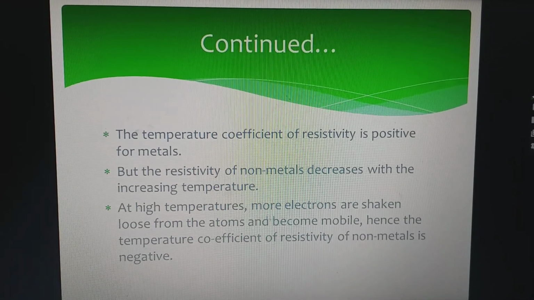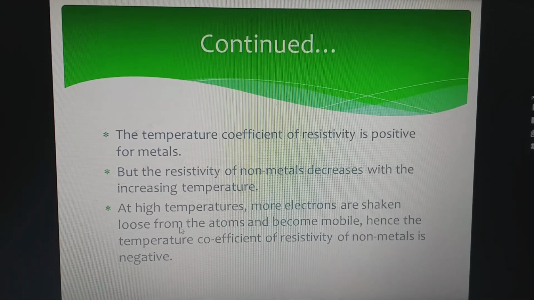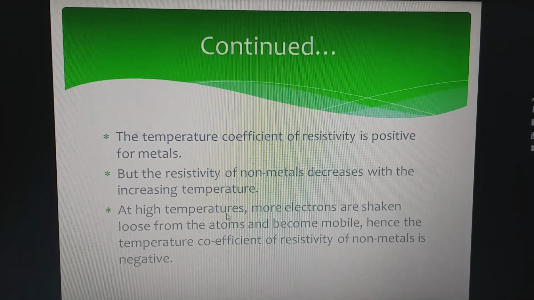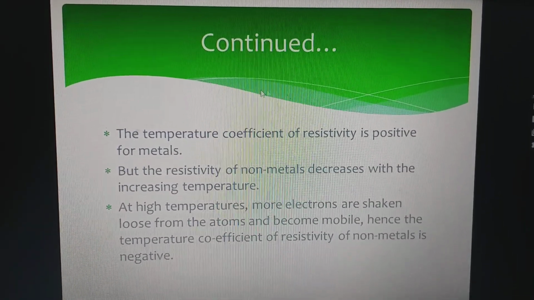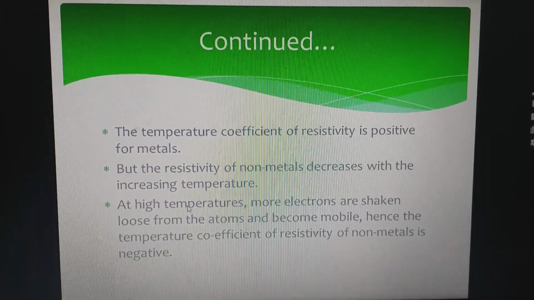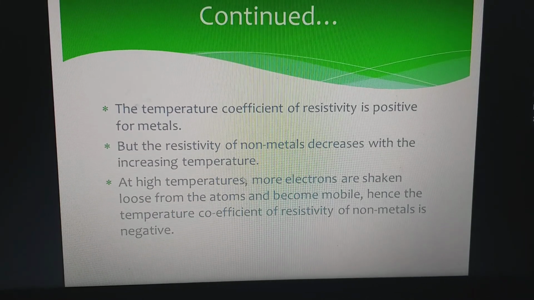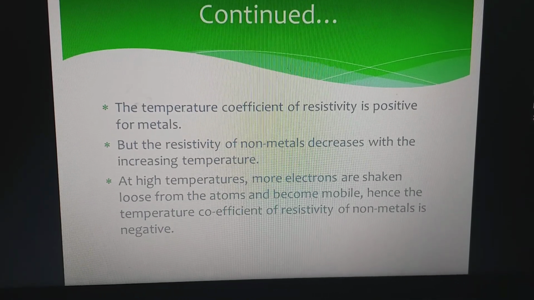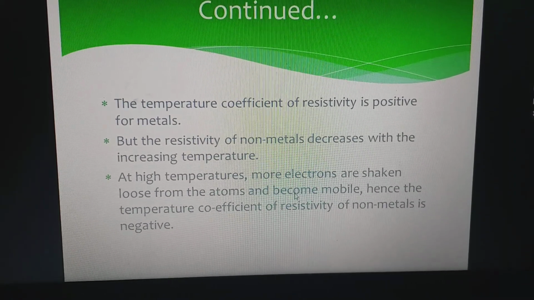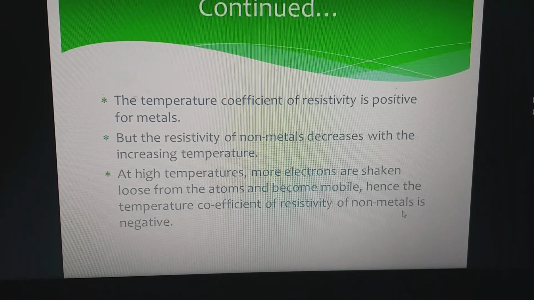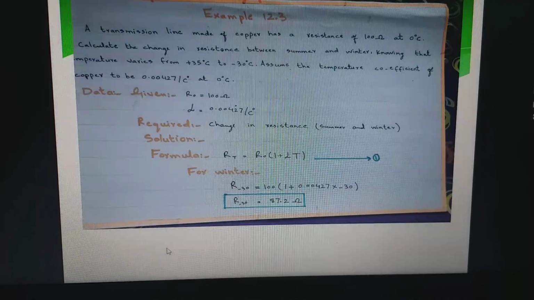At high temperatures, more electrons are shaken loose from the atoms, because I told you earlier, temperature means average kinetic energy. High temperature means molecules start to shake with a higher rate, with higher velocity. That's why in doing so, more electrons are shaken loose from the atoms and become mobile. Hence, the mobility of electrons increases. Hence, the temperature coefficient of resistivity of non-metals is negative.